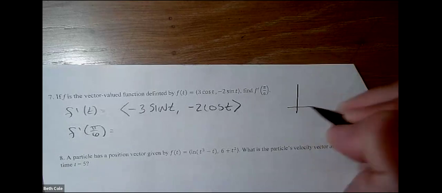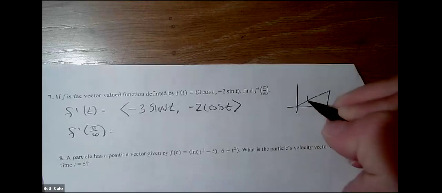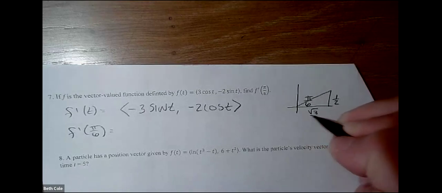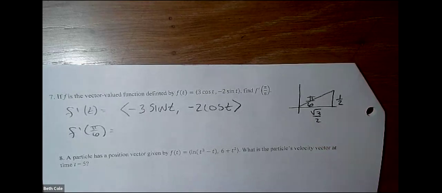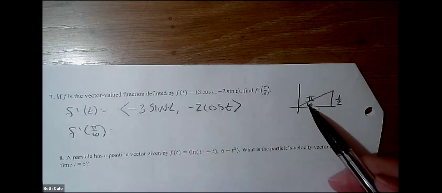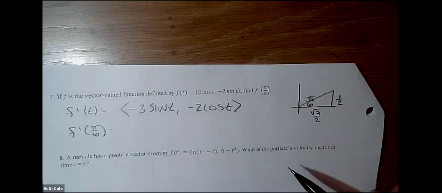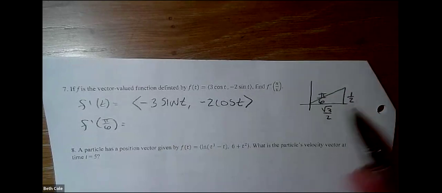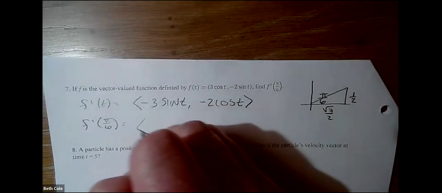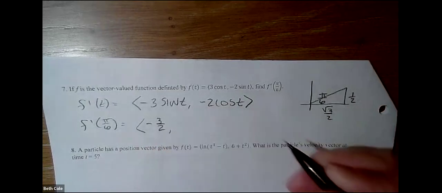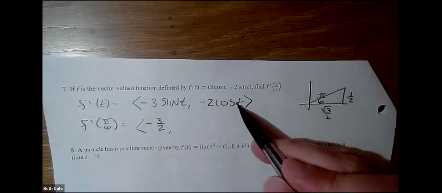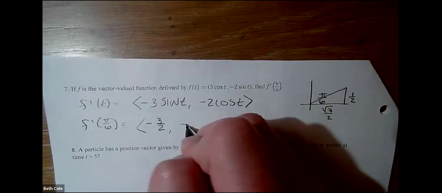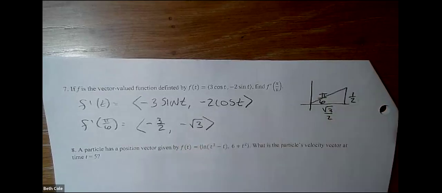Off to the side, I'm going to draw a picture. Pi over 6 is in the first quadrant. Across from that is a half. That means the other side is square root of 3 over 2. If this was pi over 3, these would be reversed. So let's see. Sine is the y part of that. That's the 1/2 times negative 3. So negative 3 halves. And then cosine is the x part of that, square root of 3 over 2. The 2's are going to cancel. So just negative square root of 3.